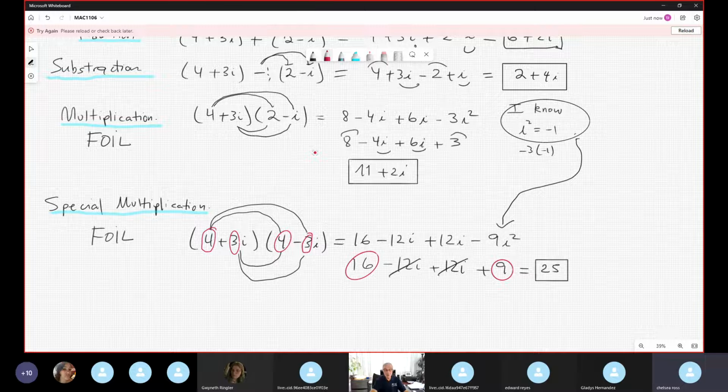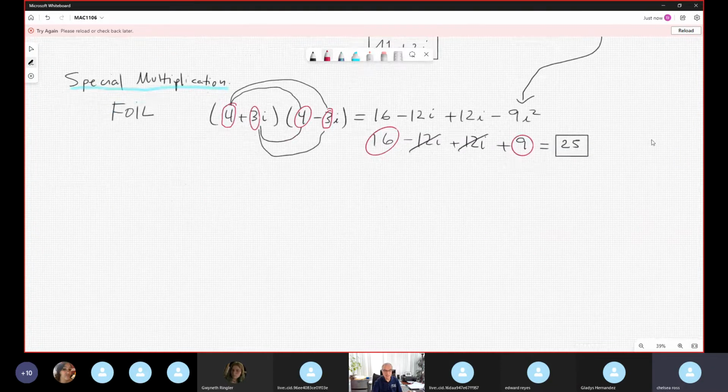So if you don't memorize this, no problem. This is a shortcut that I discovered now. However, if you don't memorize it, you apply FOIL and you get the same result. Okay? Let's practice a little bit this special case because it's important. Suppose you multiply 2 minus i times 2 plus i.